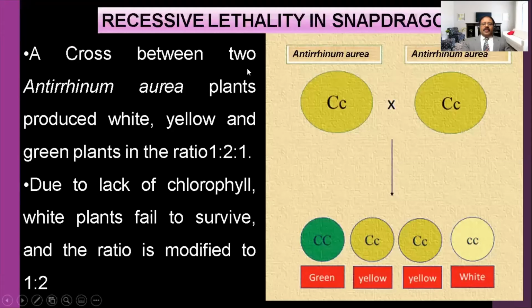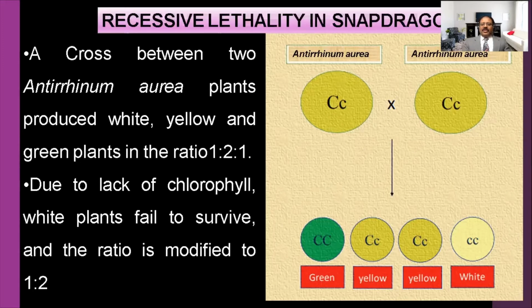Here in Antirrhinum, the same plant is selfed, so two plants are taken. Capital C, small c, and here also capital C, small c. That means golden leaf or yellow leaf flower. What happens when these two are crossed together? These two are now the parent plants. How are the gametes formed? Here one capital C and one small c are formed, and here also one capital C and one small c are formed.